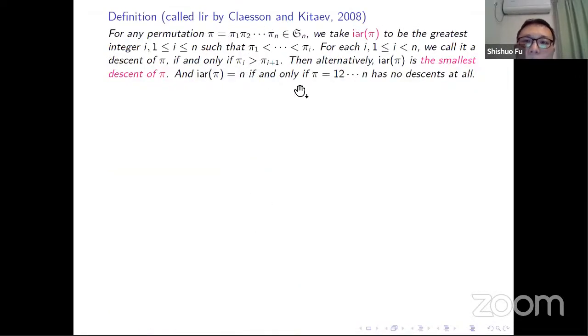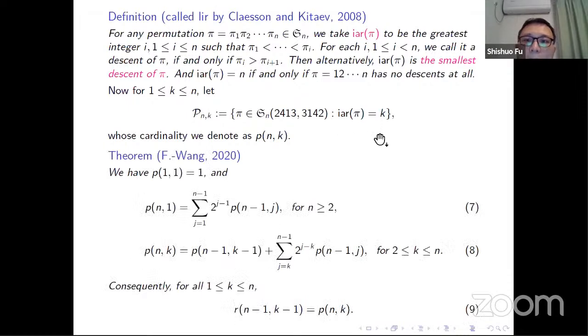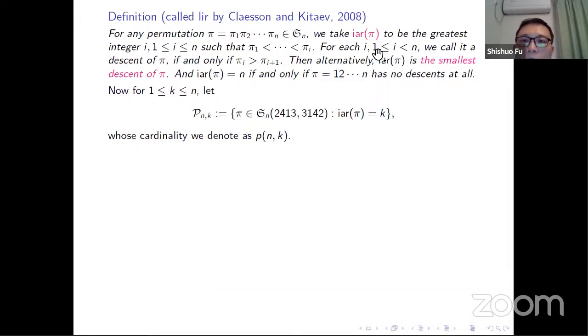Like I said, this statistic was already previously studied by Claesson and Kitaev in 2008, and they call it the leftmost increasing run, I guess. So LIR for short. One thing to notice is an alternative way to view IAR. Oh, sorry, I didn't actually define the IAR yet, right? So IAR is, when you have a permutation, you can just judge by the name, right? Initial ascending run. You count from the beginning, from the left, how many consecutive ascents you have: pi 1 less than pi 2 less than pi 3, all the way up to pi i. Then the next one will be pi i larger than pi i plus 1. You have a descent. Then you make a cutoff here, and you count how many entries you already covered. That will be IAR.